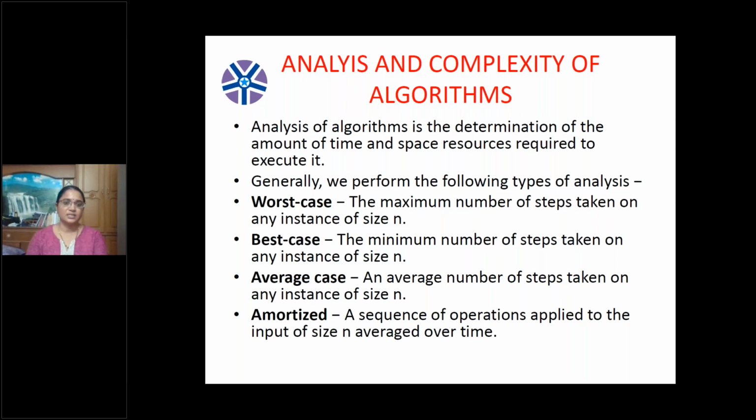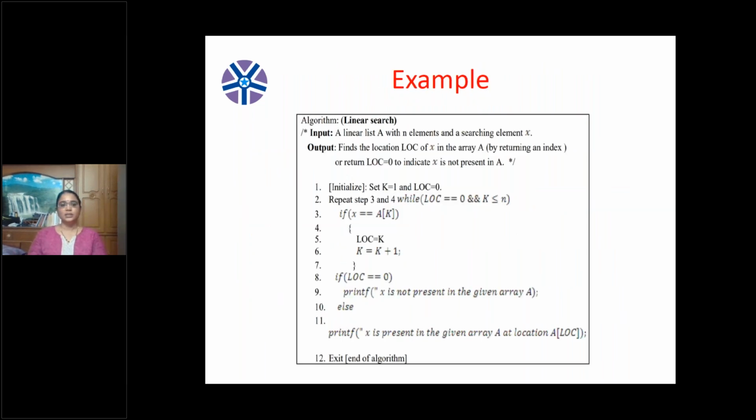So let us see an example, linear search. Here, what is the input? A linear list A with n elements and a searching element X. It means you need to consider a linear list having the name A with n elements. You need to find an element X, whether X is present in the list or not. The output is the location of X in the array A, and if X is not present in the list, you need to specify LOC is equal to 0. It specifies that X is not present.